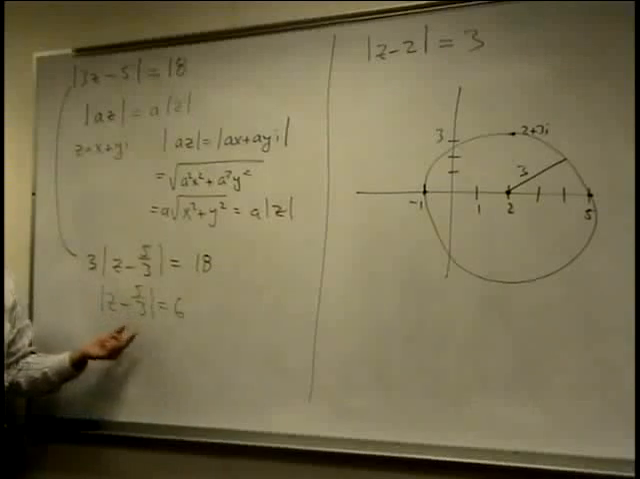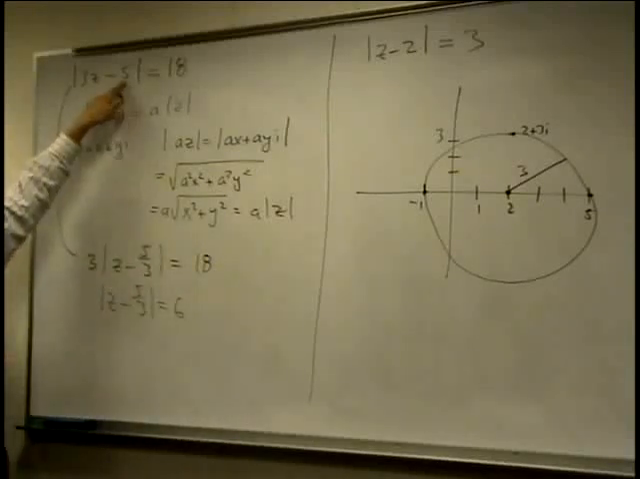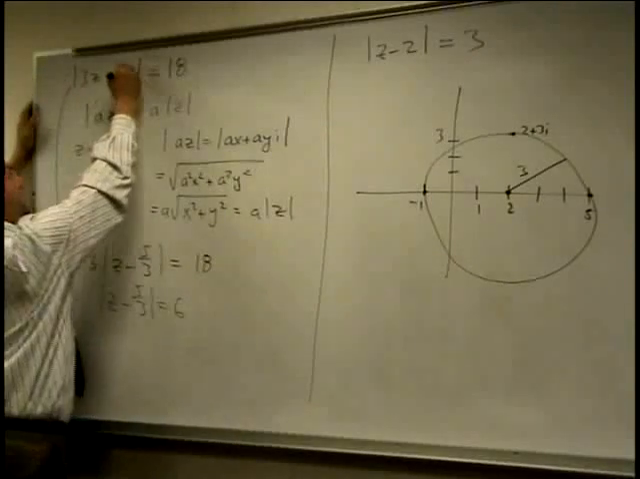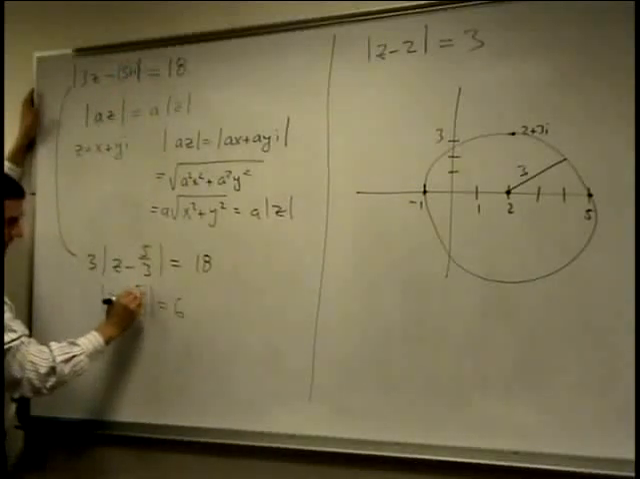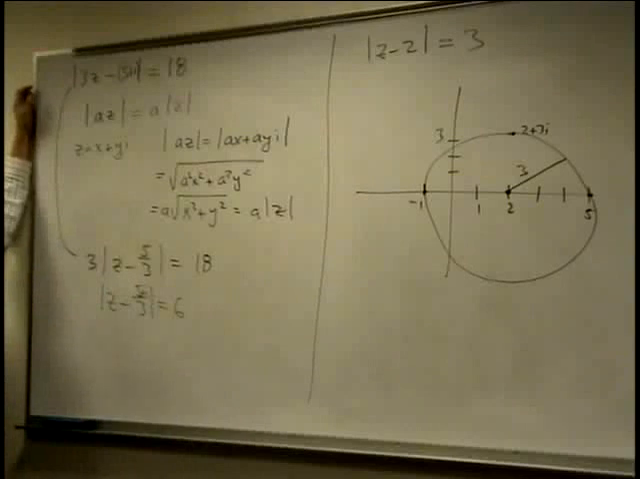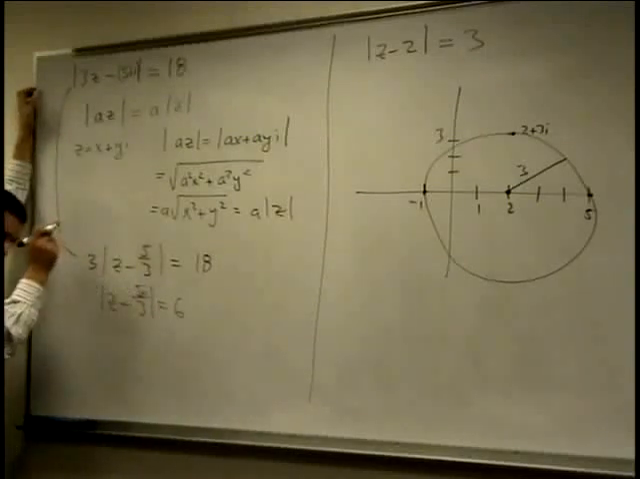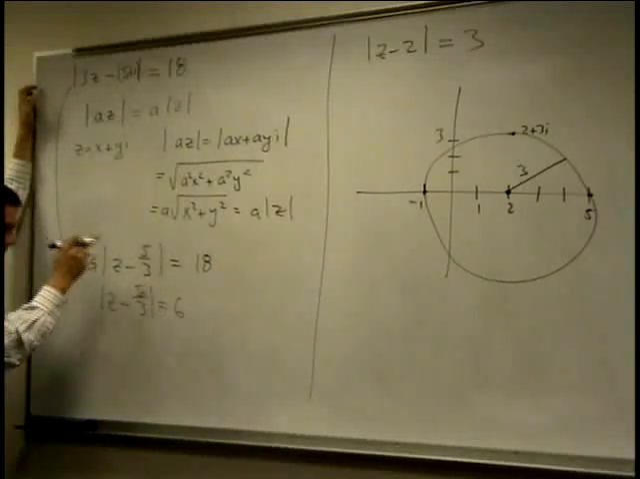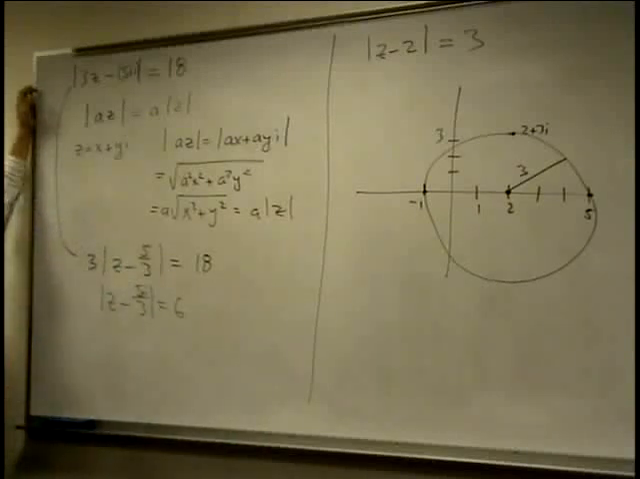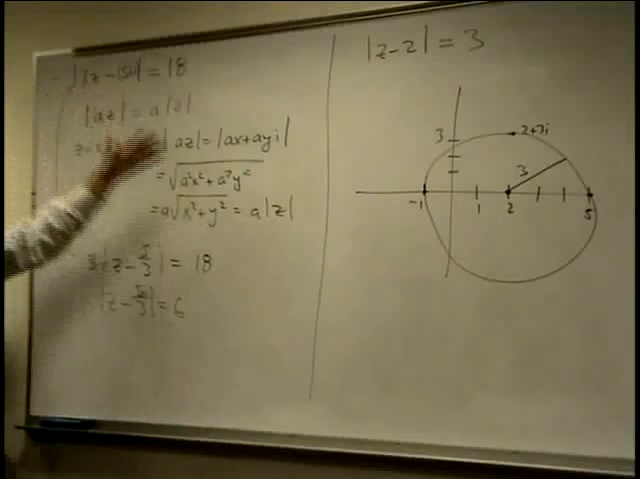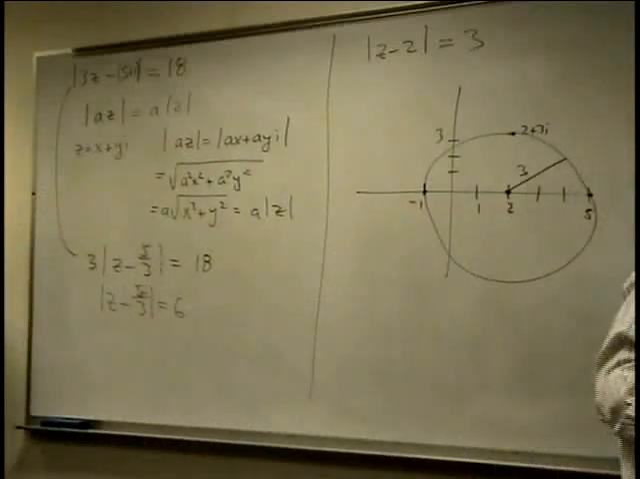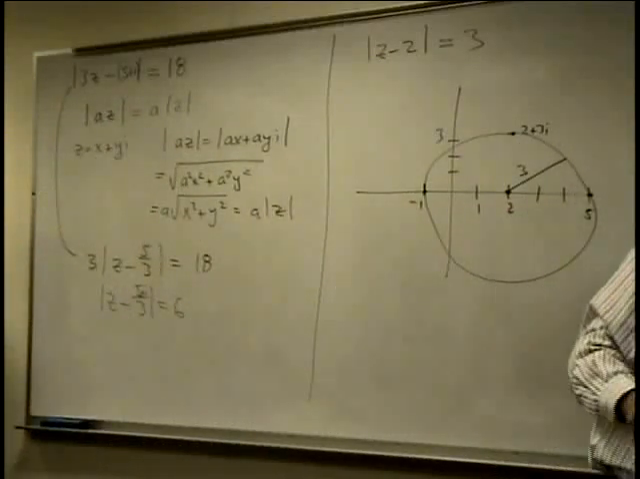Of course, there's nothing special about the fact that I had a real number here. This could have been a complex number. This could have been 5 plus i, and then this would have been 5 plus i over 3. Then you'd say, okay, fine, look at all the points that are exactly 6 units away from 5 plus i over 3. So the trick on some of those homework problems is to try to get it into this form, the norm of z minus w.